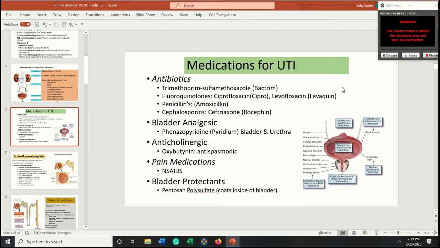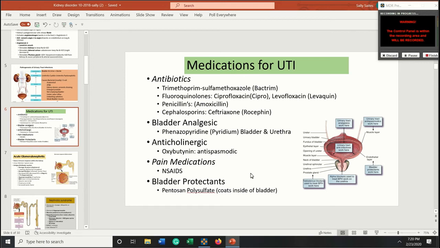The medications that we use for UTIs are antibiotics to treat the infection. The infection is typically E. coli, and we've gone over these antibiotics in previous slides. We use bladder analgesics such as pyridium, which decrease pain in the bladder and the urethra. They do this by adhering to the mucosal lining in the bladder and the urethra.